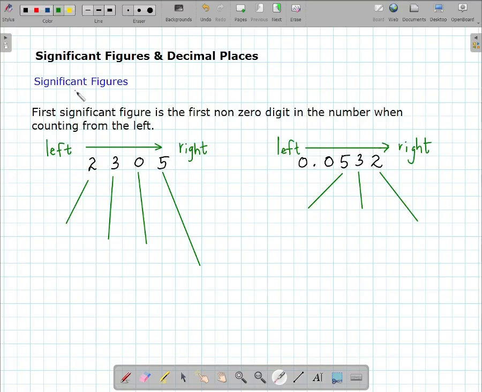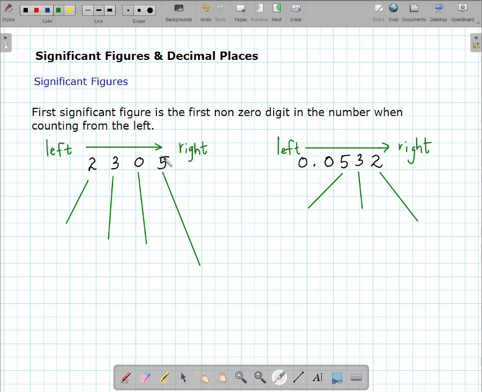Hi, today we are going to learn significant figures and decimal places. So let's learn significant figures first. The first significant figure is the first non-zero digit in the number when counting from the left.